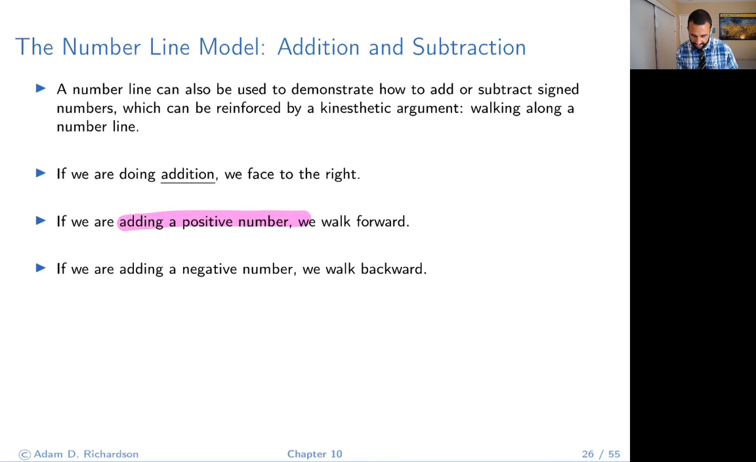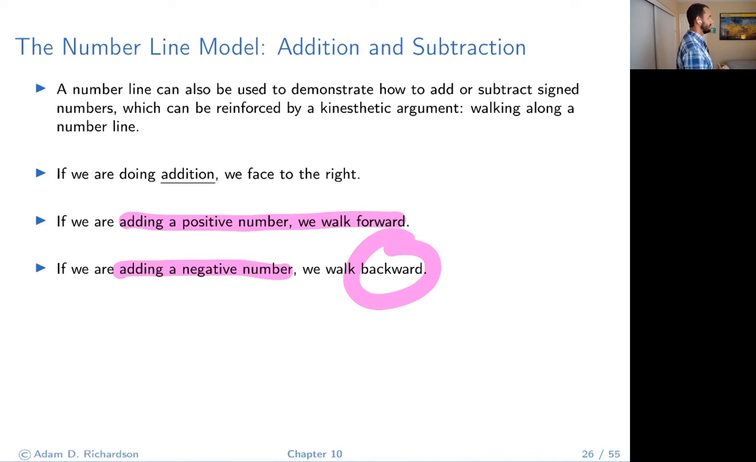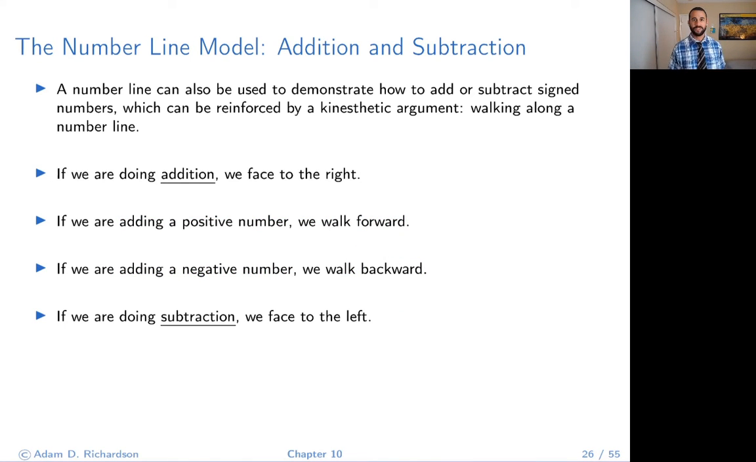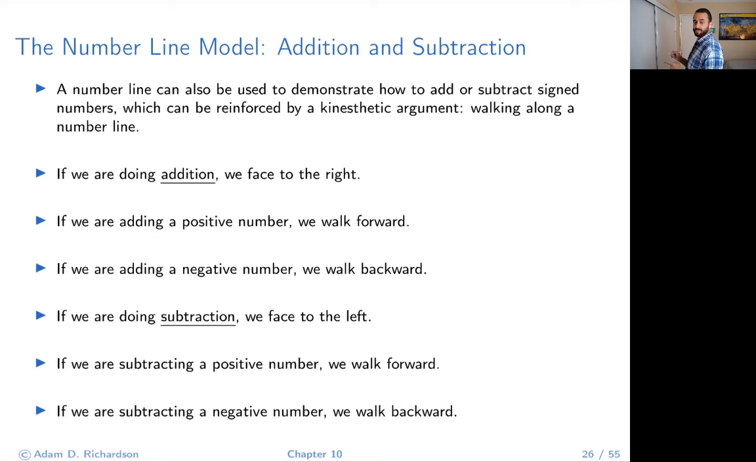And then if we're adding a positive number, we walk forward. So let me show you that. So let's say I'm doing addition, so I face to the right, and then if I'm adding a positive number, I would walk forward like so, right? That's the idea. If I were adding a negative number, I would walk backward instead. So I'm doing addition, I'm facing this way, and I'm going to add, oh, negative two. Then I would walk backward like that. That's the idea. Now, if we're doing subtraction, we face to the left instead. And then the rest is the same. If we're going to subtract a positive number, we walk forward.